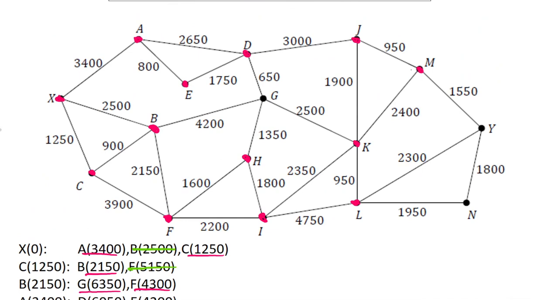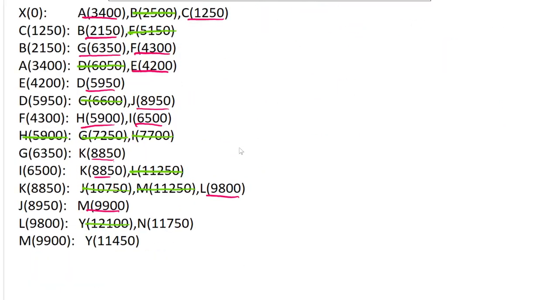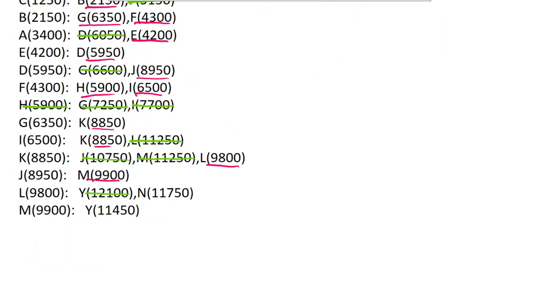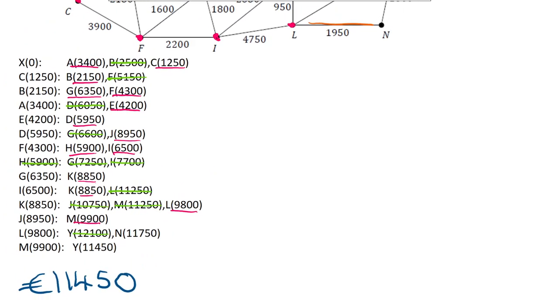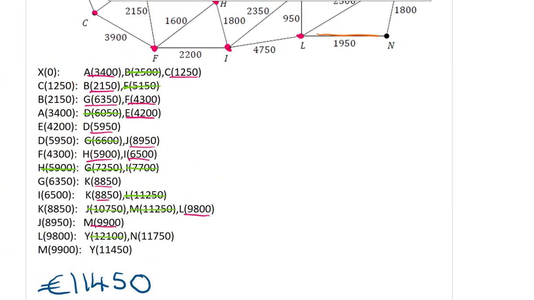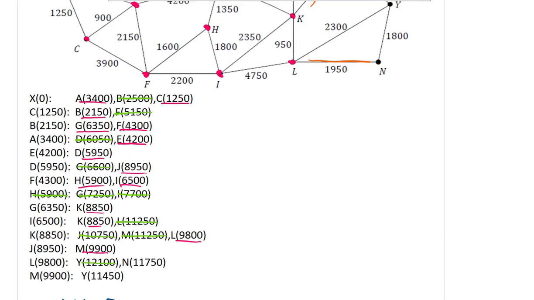So we've gotten to M, and we've gotten to N, and we've gotten to Y. We have gotten to every point that touches Y, and we know we have the guaranteed smallest number, which is the cost, 11450. Now, how do we understand what we've done here to track back our answer? This is the difficult part. We've used it to work out the cost, but how do we figure out the route, the path taken?